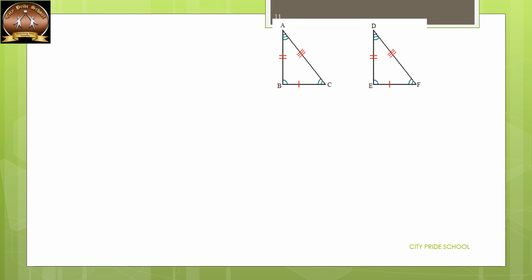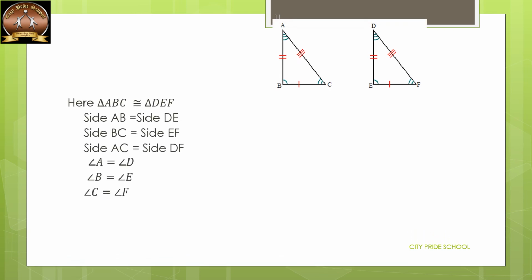So now, if triangle ABC is congruent to triangle DEF, I can say that side AB is congruent to side DE. Similarly, side BC is congruent to side EF and side AC is congruent to side DF. Similarly, angle A of triangle ABC will be congruent to angle D of triangle DEF, angle B will be congruent to angle E, and angle C will be congruent to angle F.